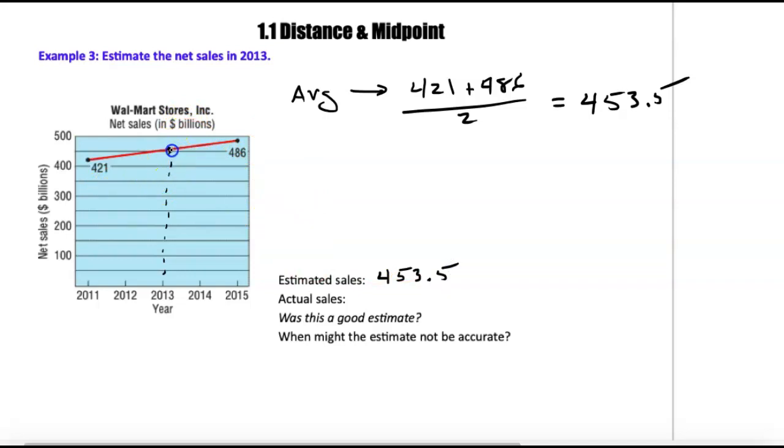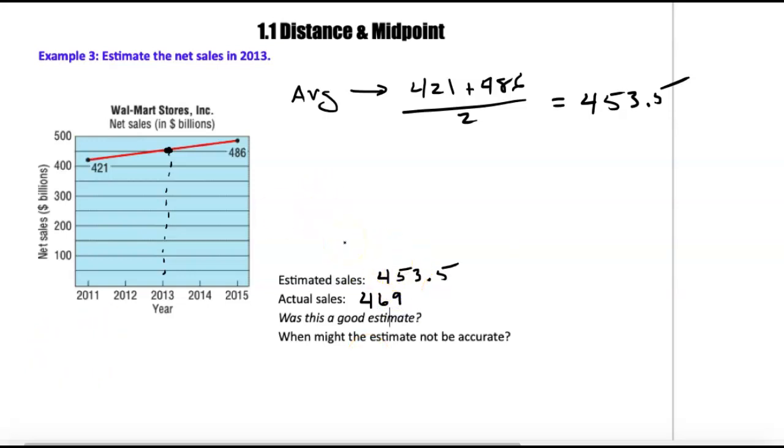We're looking for the midpoint of this line segment. If you want to think of this more abstractly as a line segment, here are two endpoints, and here is the midpoint along that line segment. The actual sales that year were 469 billion.